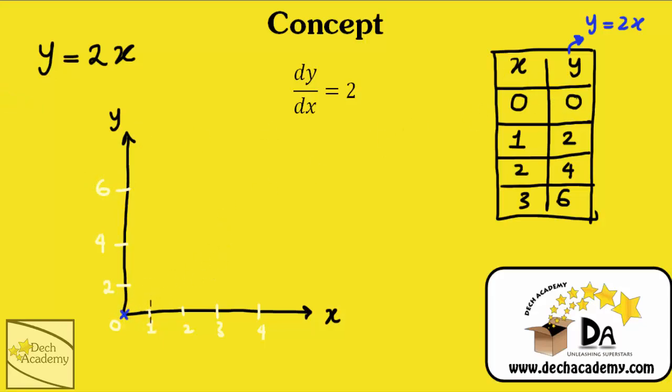When x is 1, y is 2. When x is 2, y is 4. When x is 3, y is 6. So the graph looks something like this. It's a straight line.